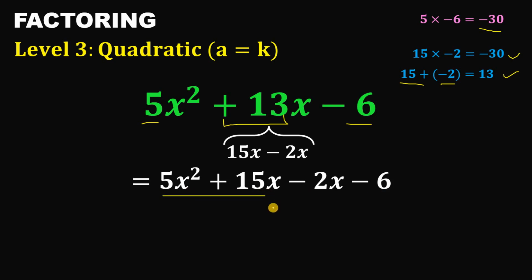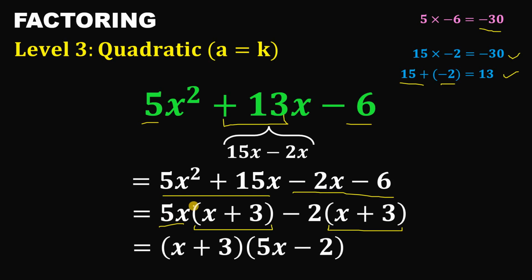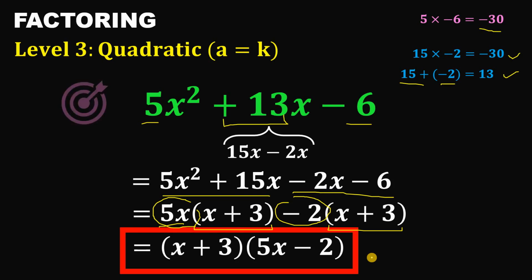Now, in these two terms, we can get the common factor of 5x. So if we factor out 5x, we get x plus 3. Now, in these two terms, we have a common factor of negative 2. And if we factor out negative 2, we have negative 2 multiplied by x plus 3. Now, at this point, we have a common factor of x plus 3. So, we can factor out x plus 3. So, we get x plus 3 multiplied by the remaining term, 5x minus 2. And there you have it. The factored form of 5x squared plus 13x minus 6 is simply x plus 3 multiplied by 5x minus 2. And we are done.